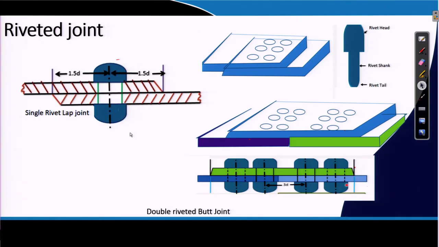Now, what is a riveted joint? A rivet is a small item that has a rivet head, a rivet shank and a rivet tail. Now, two plates are there that are to be joined together. What they do is put the rivet inside, and then you connect it there, closing it over, and you join it.